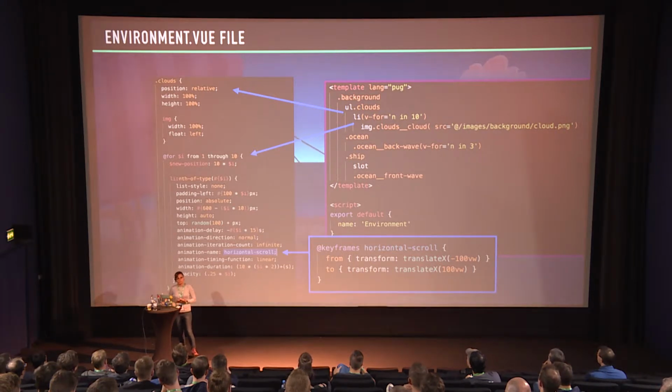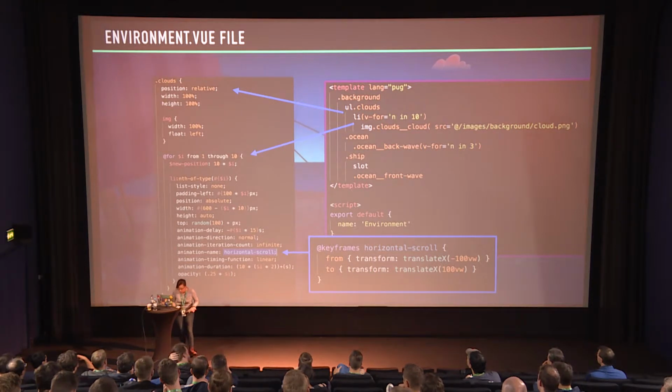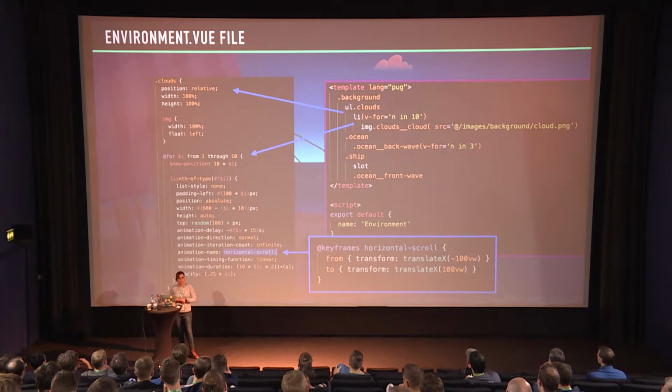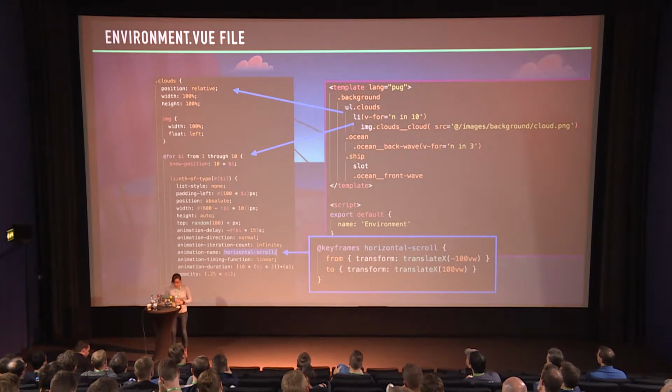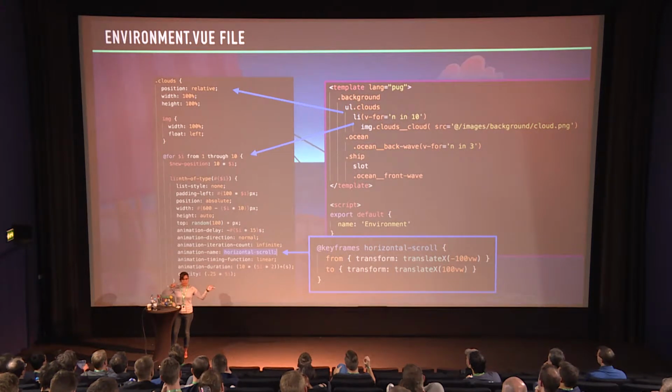And to do that, it's basically multiplying some number by the index of that cloud. Because it's a loop, the first time that it runs is going to be, for example, for the animation duration, 1 times 15, and then the second time is going to be 2 times 15, and that's how we can manage to make some clouds move faster than the others. And then the last thing is that we have this horizontal scroll keyframe animation that is basically just moving them from one side of the screen to the other.